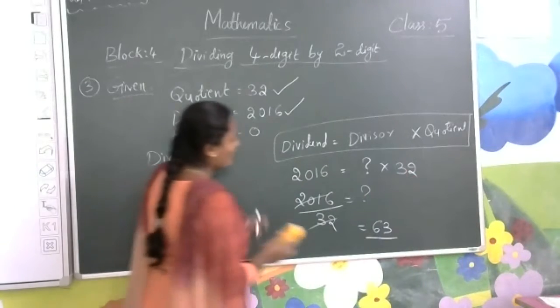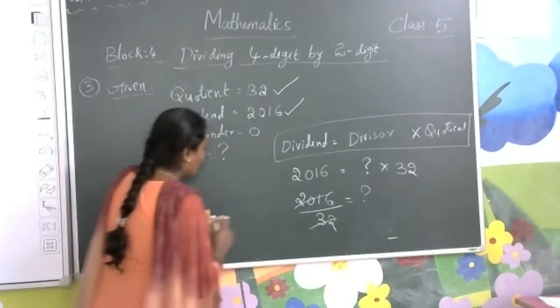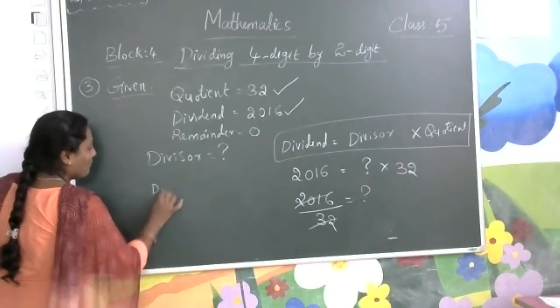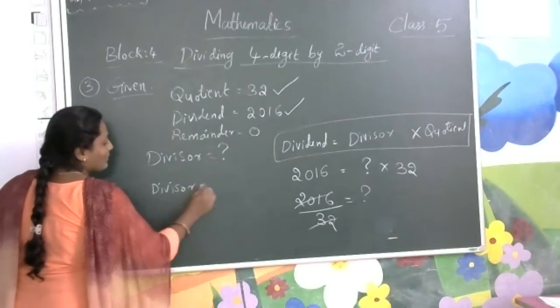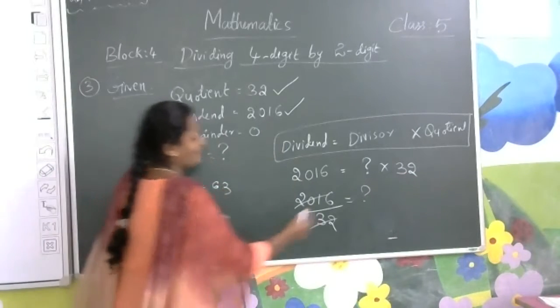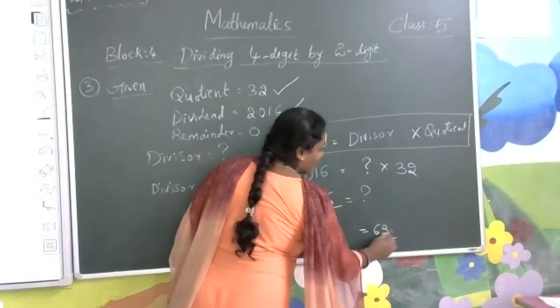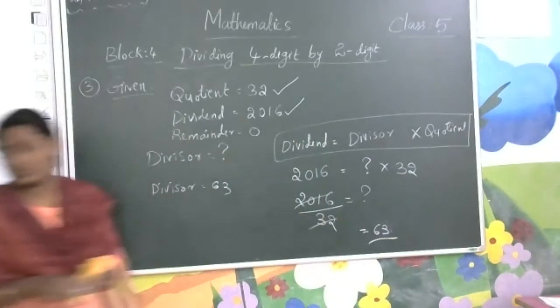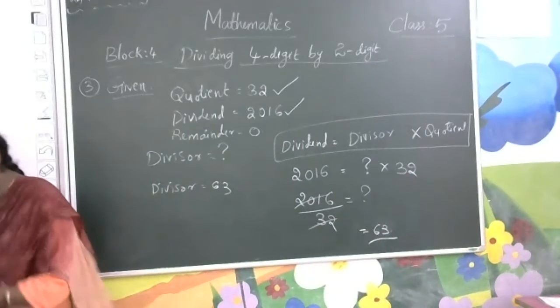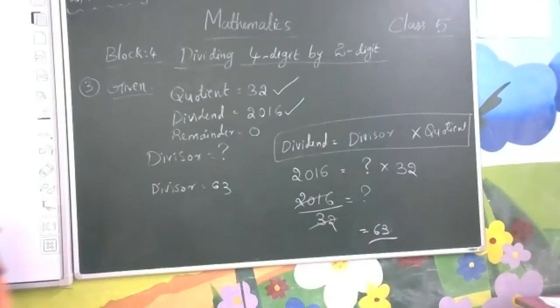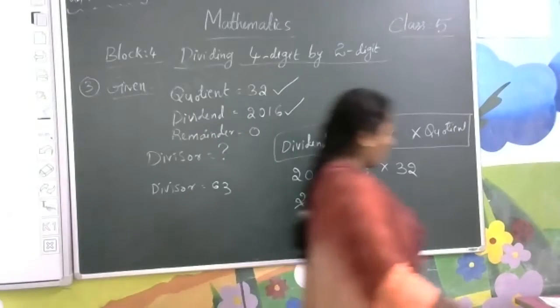See children, all this should be done in rough work, not in the main problem. So dividend, divisor, answer 63. So this one yesterday we did not discuss. So today we have discussed, no? So in your workbook also you have this type of problem.